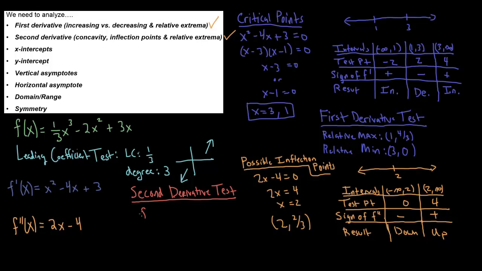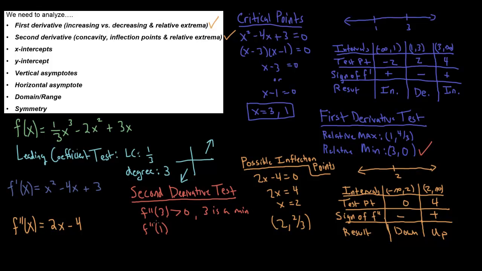says if you evaluate f double prime at a critical point, so our critical points are 3, and our other one is 1. If you evaluate f double prime and get a positive result, then that critical point is a minimum. If you evaluate f double prime and get a negative result, then that critical point is a maximum. So let's see, what's f double prime of 3? Well, it's 2 times 3, which is 6 minus 4, is positive, so 3 should be a minimum, which it is. So like we just double checked ourselves. So the second derivative test says 3 is a minimum.